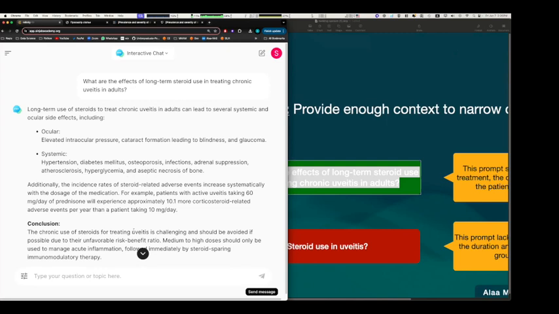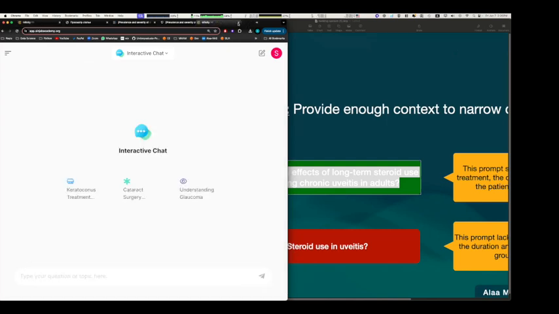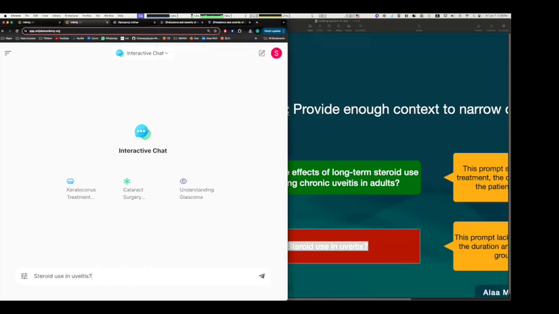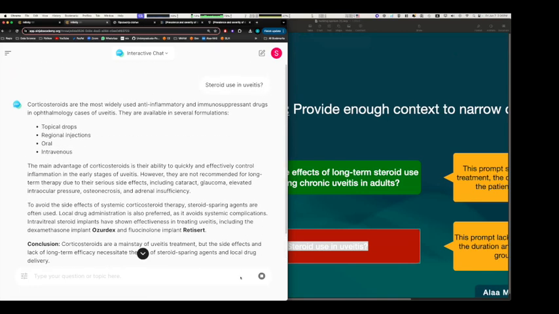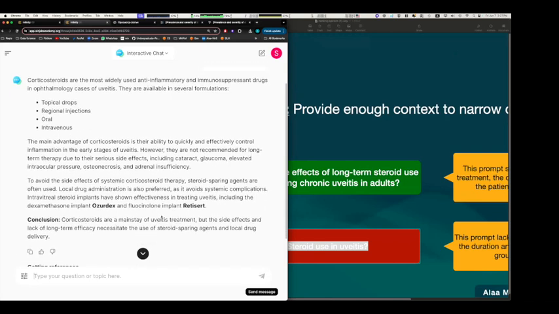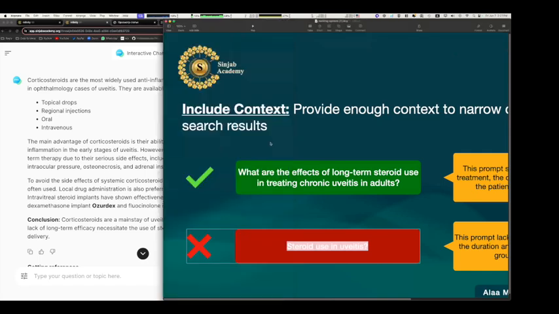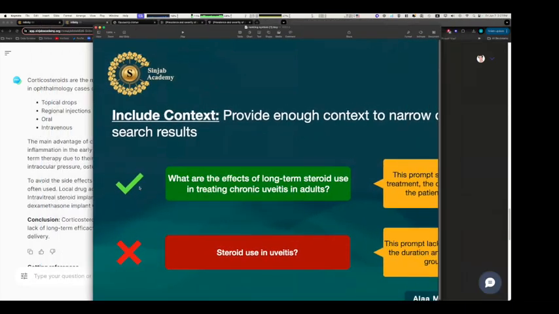Now let us see the other way around. If you just use this very short question, how will it give the answer? No references. There you go. So, totally different. It did not understand what you want about the steroids in uveitis. Do you want the efficacy? Do you want the side effects? Do you want how to use, types? As you see, it provides us here with some brand names, the Ozurdex, for example. So, all right, it's very clear. Let's go through this again.